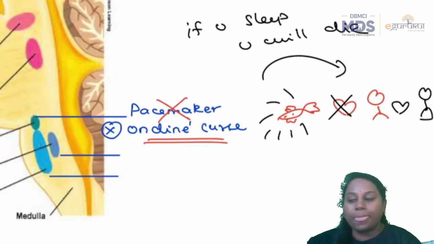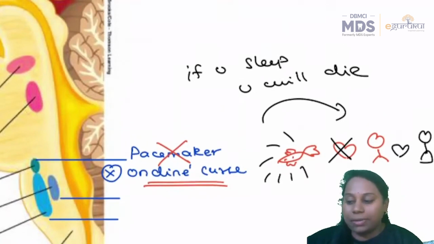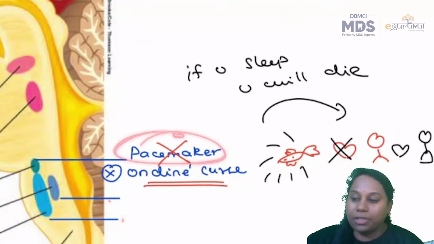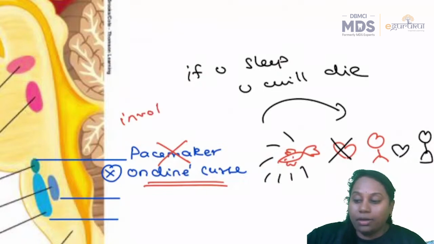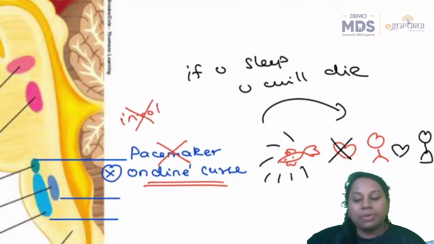What is this curse? Damage to the pacemaker. If the pacemaker is damaged, then the pacemaker is lost, so involuntary breathing is lost. So how will this person breathe?